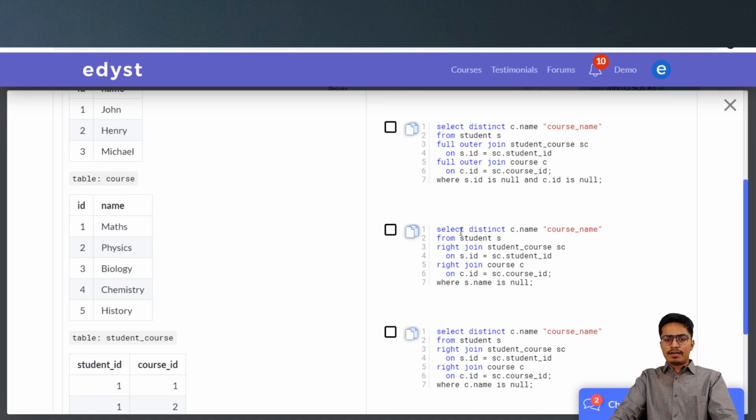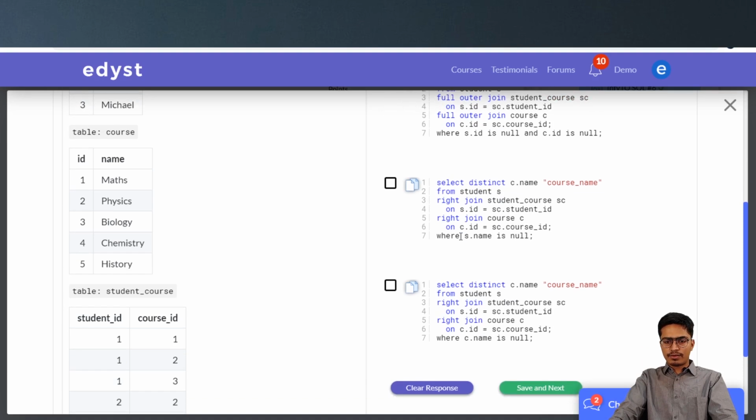Okay, let's take a quick look at this. So you're doing a distinct course name from student S. Oh, okay, so here you have your course coming on the right hand side, which is what you want. You're joining it on the right conditions, and here you're saying that once you do all of this right join, only give me those rows for which the student name is null, which means there is a course ID record which has no matching student ID record. So this is definitely going to be our answer.